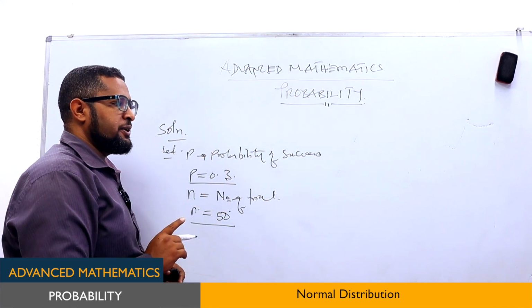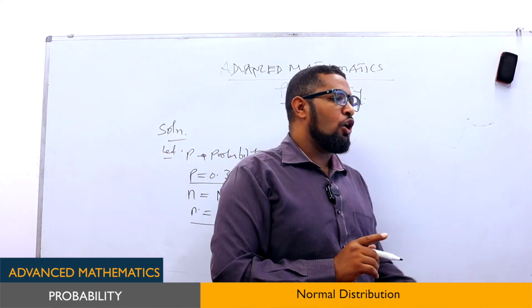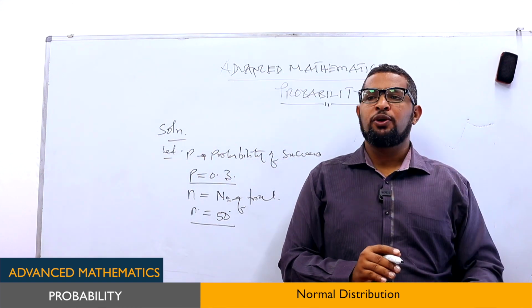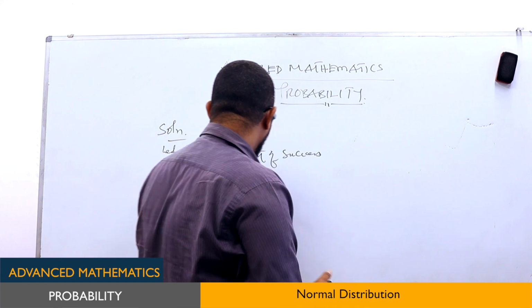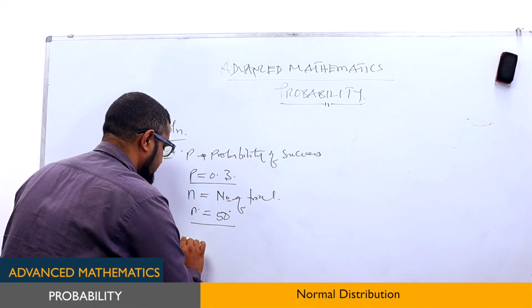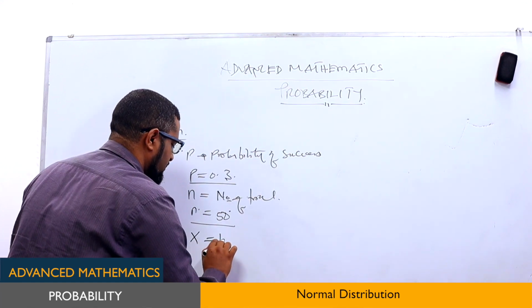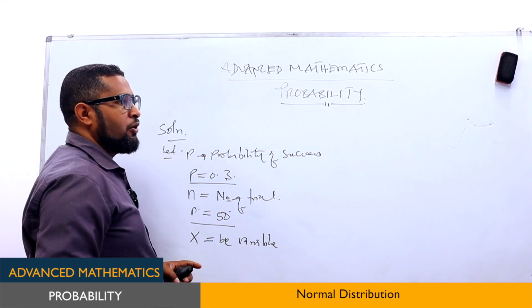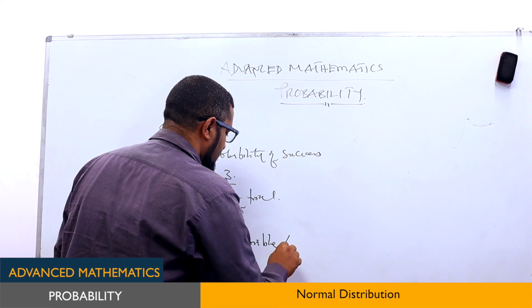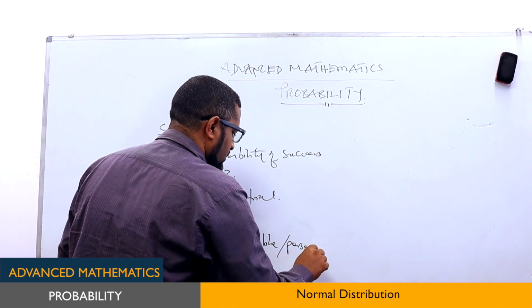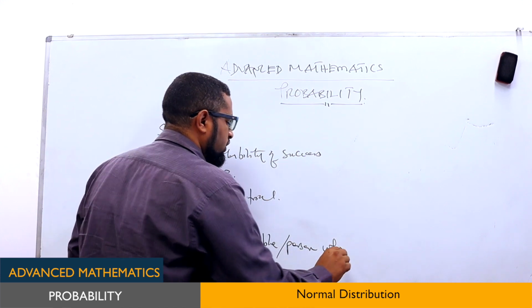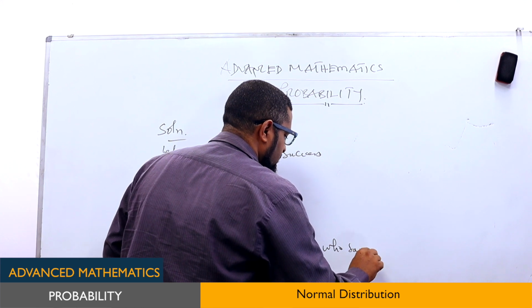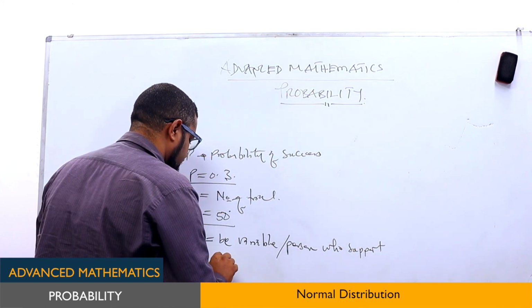And we have to find the probability that at least 20 support the organization. What does it mean? It means let X be the variable or person who supports the organization.